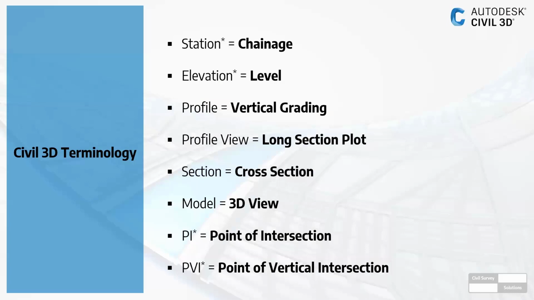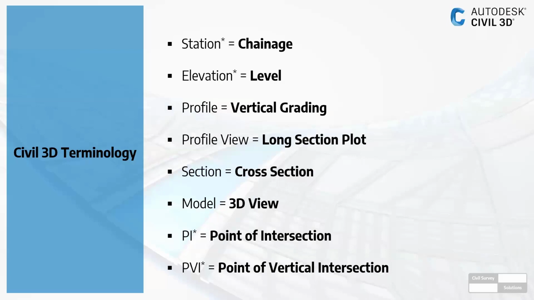They actually mean different things in Australia. So station is your chainage, elevation is level, profile is actually what we would call a vertical grading. A profile view is essentially a long section plot. A section, as I mentioned earlier, is actually a cross section. Model is actually your three-dimensional view of the world. It's not the plan.